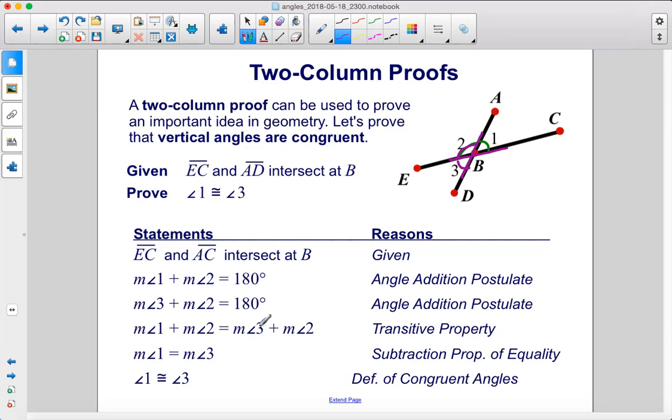All right, so therefore, the measure of angle 1 plus the measure of angle 2 equals the measure of angle 3 plus the measure of angle 2 because of the transitive property. Because if both of these equal 180, then you can set these two things equal to each other. All right, and when you cancel out the measure of angle 2, because of the subtraction property of equality, so we'll subtract that from each side, we get that the measure of angle 1 equals the measure of angle 3. Therefore, angle 1 is congruent to angle 3 because of the definition of congruent angles.